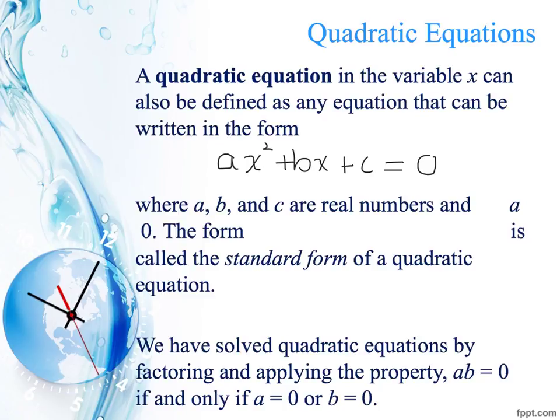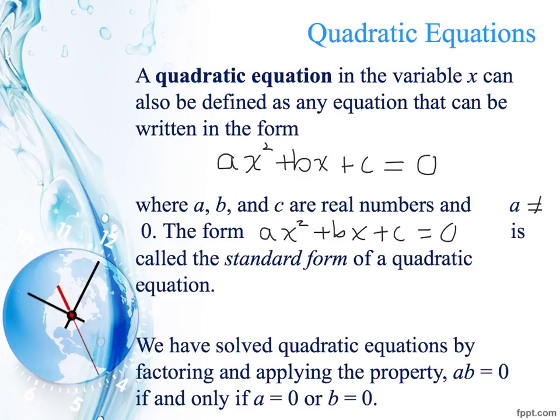A can't equal 0 because if it did, you wouldn't have a degree 2 polynomial because you'd be multiplying 0 by x squared, which would in turn make the x squared go away, no longer degree 2. So as I mentioned, when the equation is in the form ax squared plus bx plus c equals 0, then that equation is known to be in standard form. And we've solved quadratic equations in the past by factoring. We find our factors and then we set each of them equal to 0 to find our solutions.